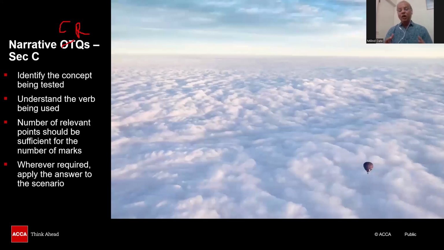So you look at the meanings of these verbs, and ACCA has provided a guidance note on the meanings of these verbs. What do they mean? What do they expect the students to perform? Number of relevant points that you should make should be related to number of marks that are available.